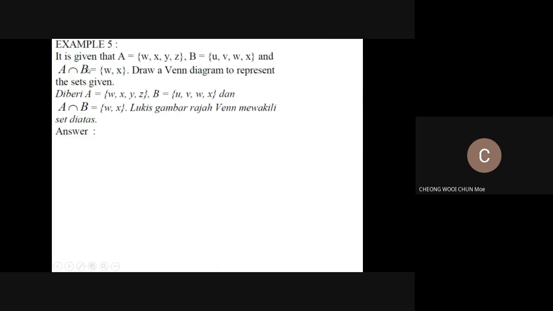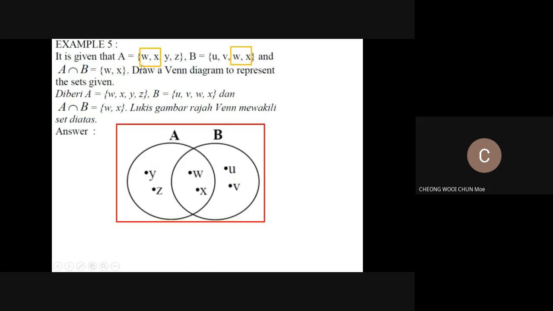Then example 5. Given that A equals {W, X, Y, Z}, B is {U, V, W, X}, and A intersect B is {W, X}. Draw a Venn diagram to represent the sets given. Of course, you must find out whether A and B touch together or not. What touches together is W and X, so write them once only. Then you draw the circles so that they touch. Y and Z are not inside, so they are in A only. U and V are not inside, so they are in B only. So put a dot in front. Draw using a pencil.